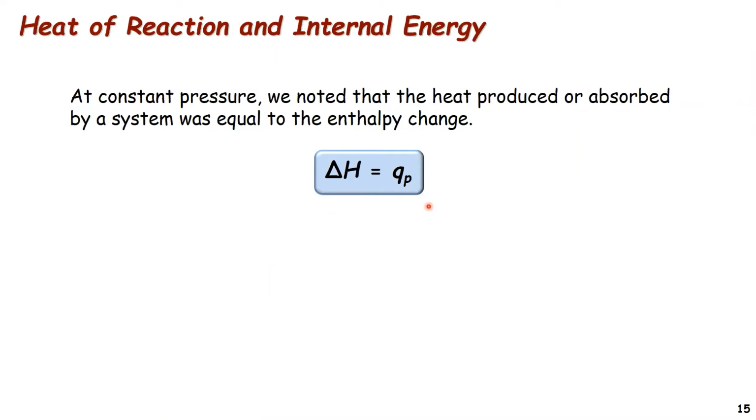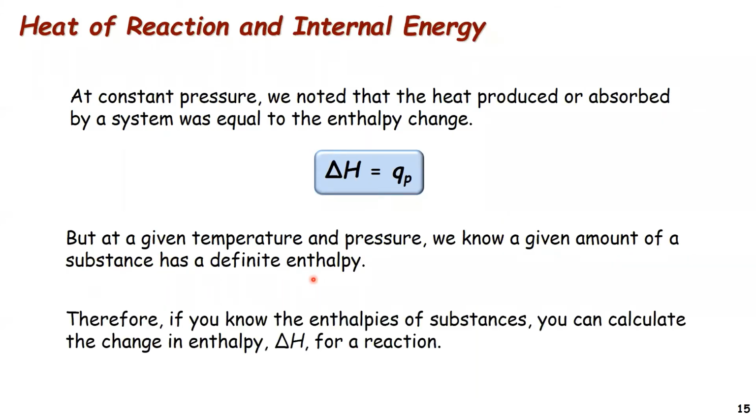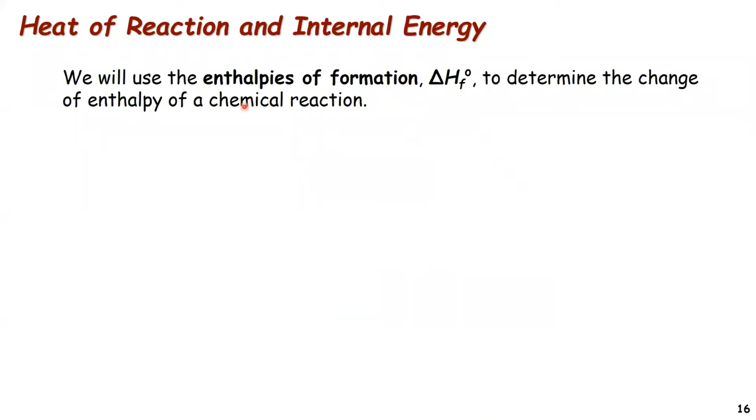Well, we know that at constant pressure, again, this is all from Chem 110, the heat is equal to the change in enthalpy. So at a given temperature and pressure, a given amount of a substance has a definite enthalpy, which of course we can calculate in many different ways. We could actually measure the change in heat, knowing the heat capacity of the whole system. Or if everything is at standard conditions, we could simply use the summation law, right? Use the enthalpies of formation. And so that's what we're going to do.